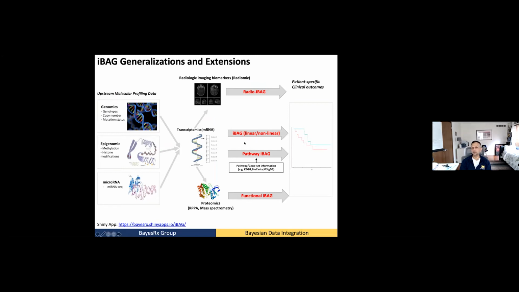The iBAG that will show a demo. We have a pathway-based version that takes into account external pathway level information, and a functional iBAG. Gil, you might be interested in what we're working on. Maybe we can chat sometime about it. That includes RPPA and mass spec proteomics data. So it adds one more level of proteomics to the expression, and then it becomes a hierarchy of upstream platforms, expression, and then proteins, and then clinical outcomes.